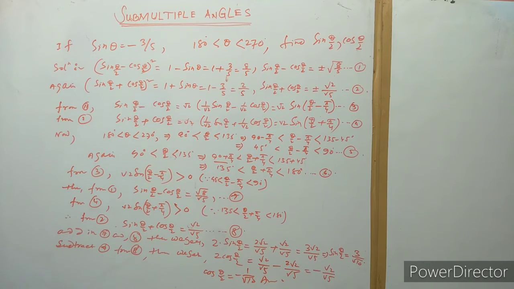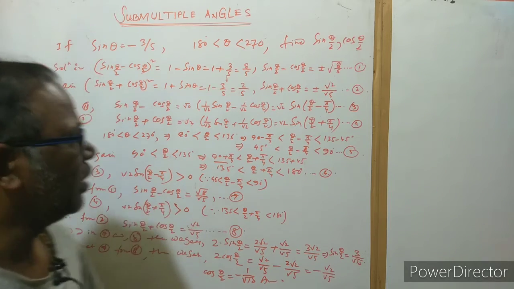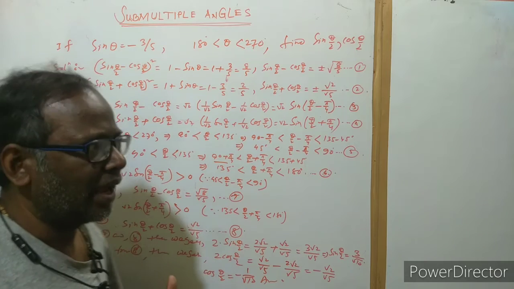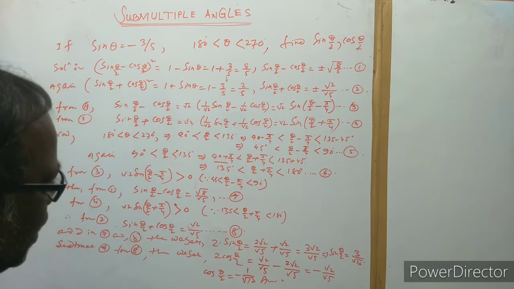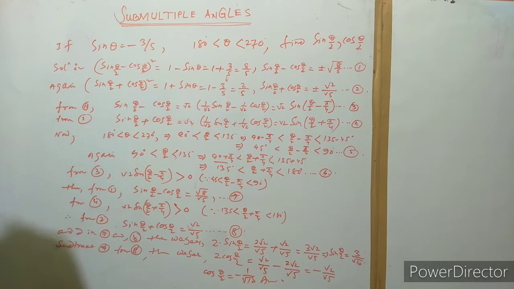Okay, see the solution carefully. Very interesting question today, and see carefully. This is the answer. Okay, perfect, this is the answer. Very interesting question, and this is the basic concept of the chapter of submultiple angles, and very interesting where it is positive and negative, and we can easily find the sign of that. See carefully, very interesting chapter.